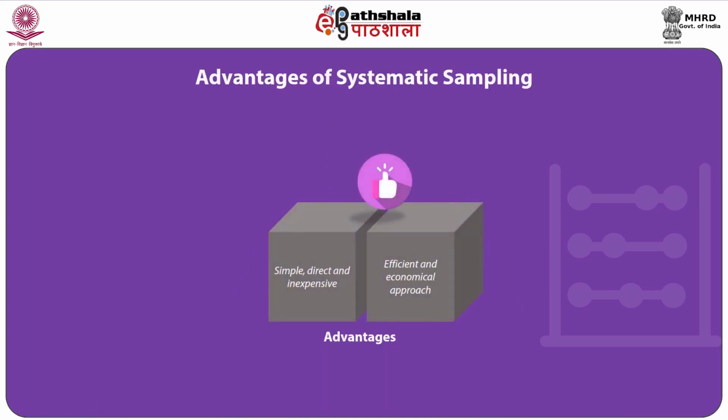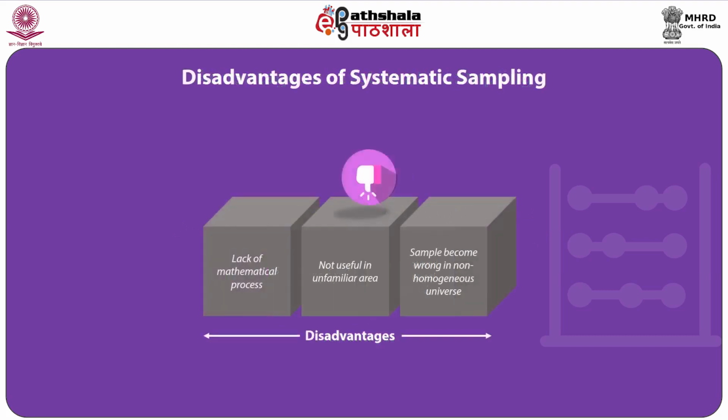The advantageous side of systematic sampling: it is simple, direct and less expensive. If the list of items is available, this method is an efficient and economical approach. Disadvantageous side: an exact mathematical procedure for estimating the precision of the systematic sample does not seem to be available, it is not possible to use in the case of an unfamiliar area of study because the listing of elements is not possible, and if the universe is not homogeneous along some particular characteristic, the sample selected may become wrong since it is not systematic.